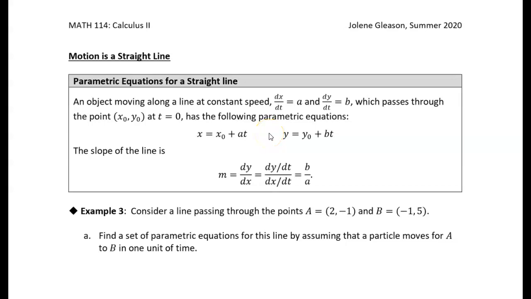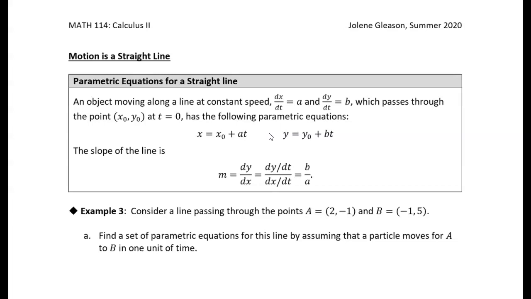All right, so next we're going to talk about the parametric equations for a straight line. Okay, so let's imagine an object moving at a constant speed. The x component of velocity we're just going to call a. So it's a constant value. Same way with the y value, it's just a constant value of b.